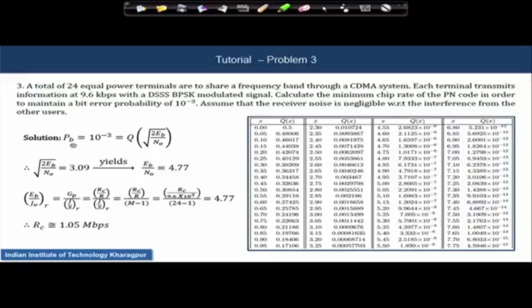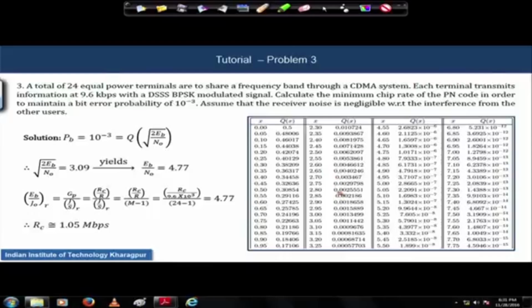So proceeding with the problem, we invoke the bit error rate probability expression for BPSK, which is in terms of the Q function, and the argument is √(2Eb/N0). We have been given the desired value of probability of error, which is 10 to the power of -3. So we see that 10 to the power of -3 corresponds to an argument value which is somewhere close to 3.10, somewhere in this range.